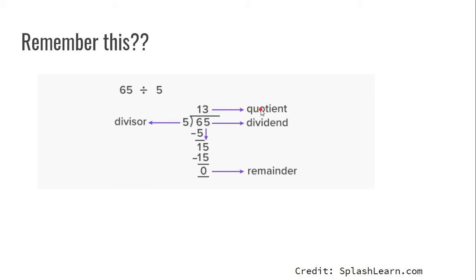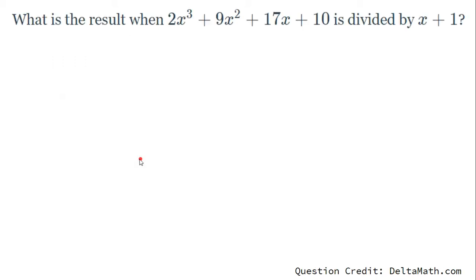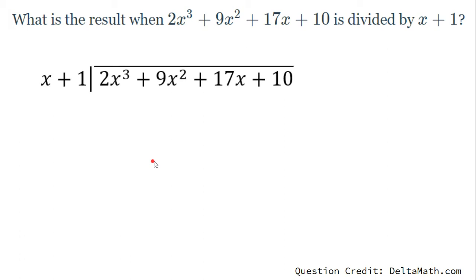So we are going to do this exact same process, except we are going to do this with polynomials. So again, the algorithm is the same. It's just that we're doing this with polynomials instead of integers. Okay, so we want to do the result when that cubic is divided by x plus 1. So first of all, I'm going to set this up in the same way they would set up a long division problem with integers. And I'm going to really focus on the x term, not the 1 term.